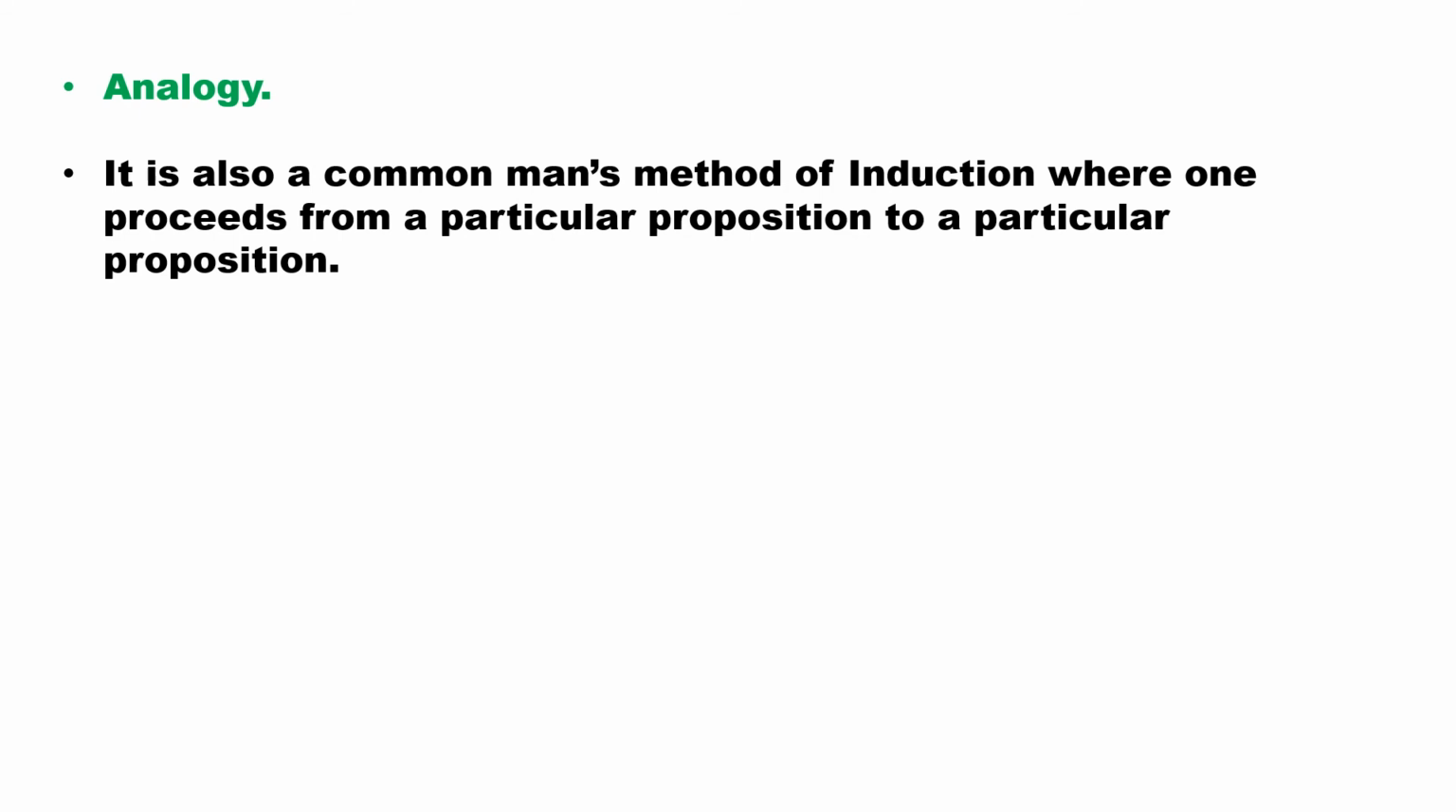Now we come to the second type of induction. It is also the common man's method of induction, where one proceeds from a particular proposition to a particular proposition. In simple enumeration, we proceeded from a particular proposition to a general proposition. We observed one rooster having a comb, and proceeded from one rooster to all roosters. But here we are proceeding from a particular proposition to a particular proposition.